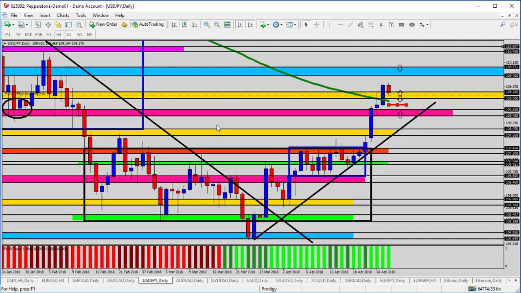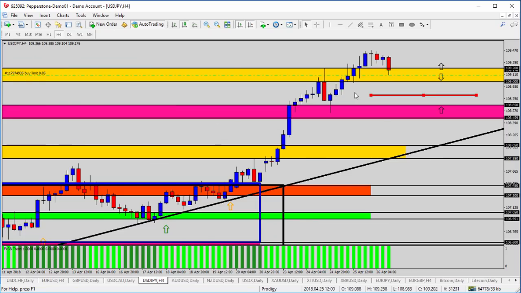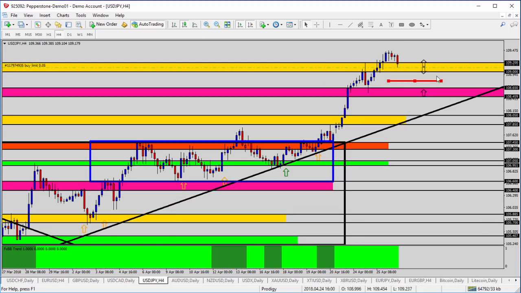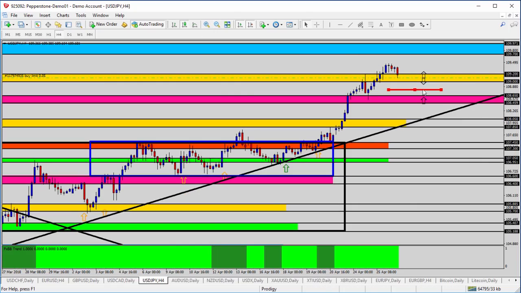Let's take it on down to the 4-hour time frame, and as we get down here, very interesting. We have broken above the yellow zone here on the 4-hour time frame, and we're dipping back down into that yellow zone as support. So again, the intention is to buy as long as it's above it. Very similar to what you could have done here at the pink zone. You see how it got above the pink zone, dipped back down, found support, and then went up.